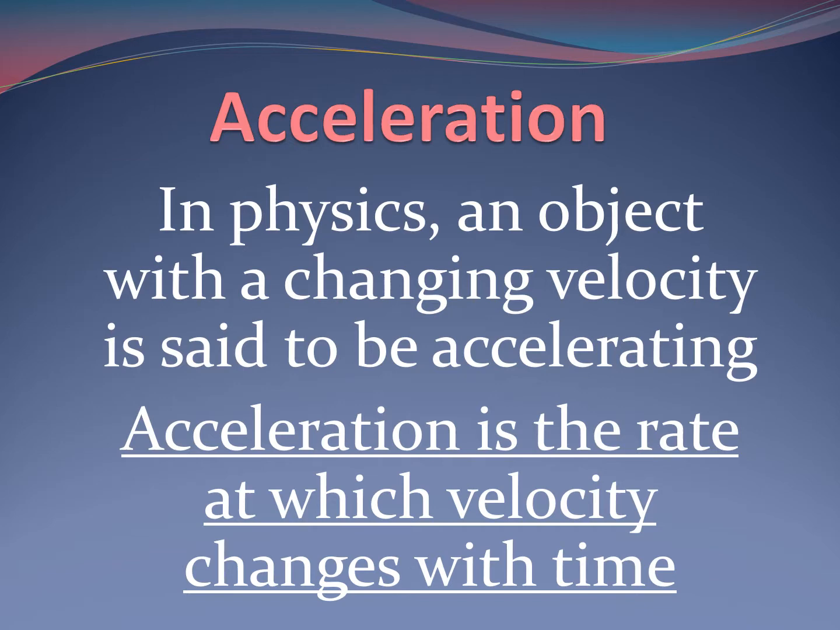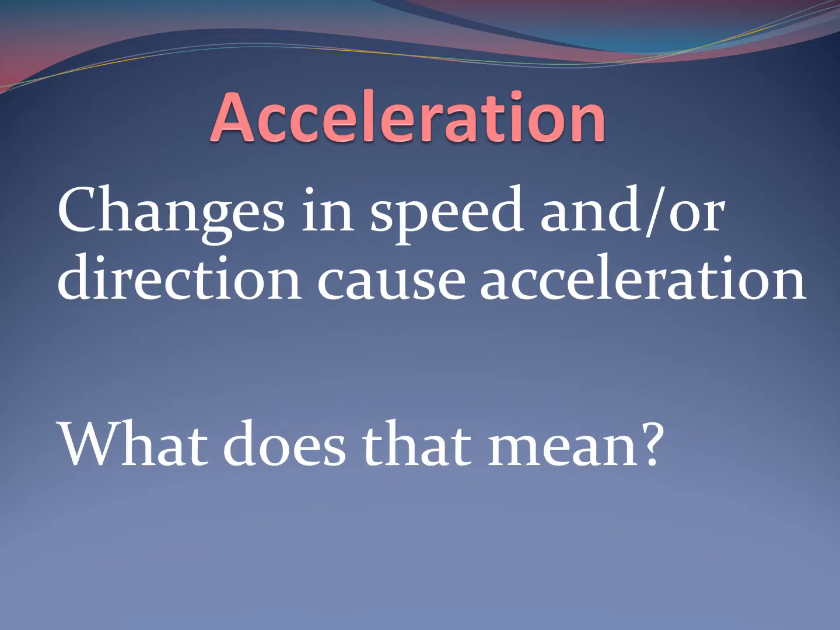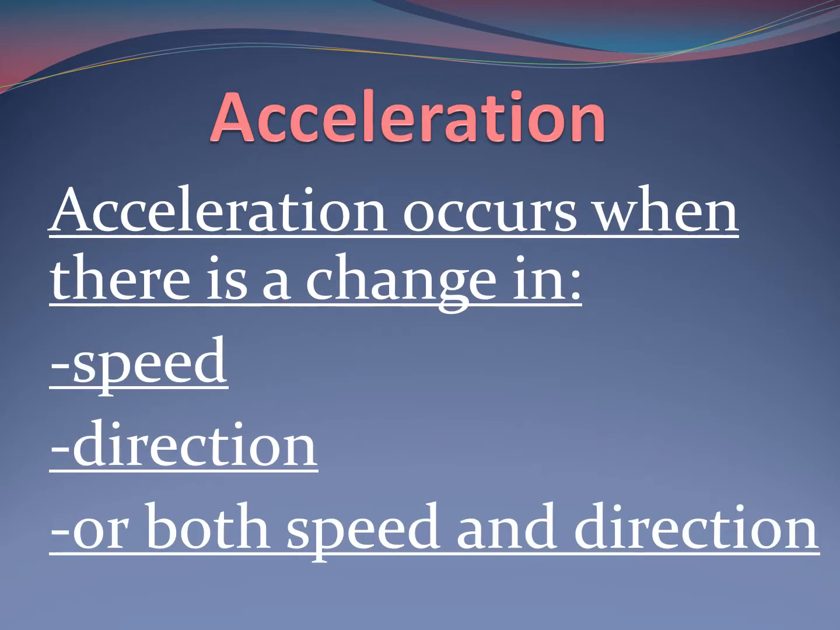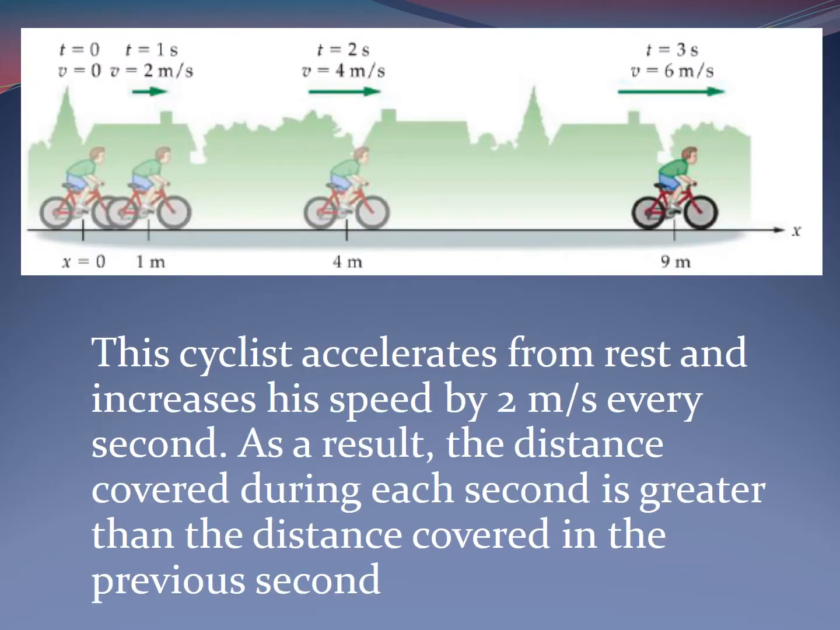So in physics, an object with a change in velocity is accelerating. So acceleration is just the rate at which velocity changes with time. Changes in speed and/or direction cause acceleration. So what does that really mean? Acceleration occurs when there's a change in either speed or direction, or both.